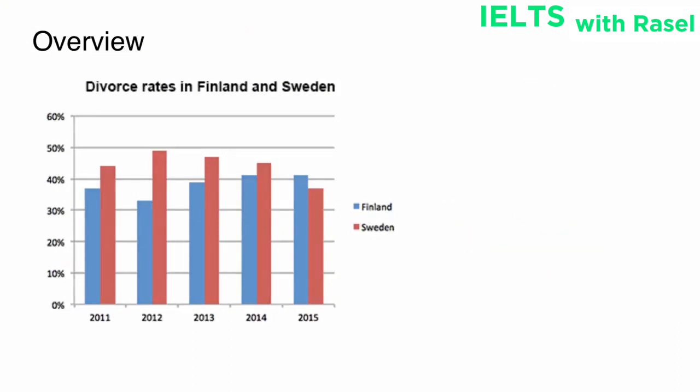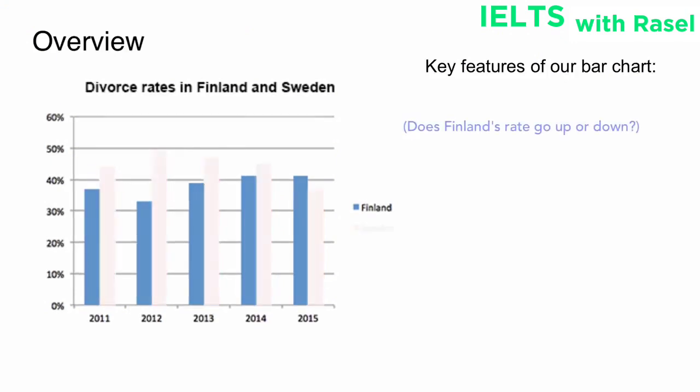So let's look at our bar chart and identify some key features. First, let's look at each country separately. We've got Finland in blue. This line goes up or down through all the period and does have fluctuations. It is clear that overall, Finland's rate goes up, but shows some fluctuations, so I'll write down these key features.